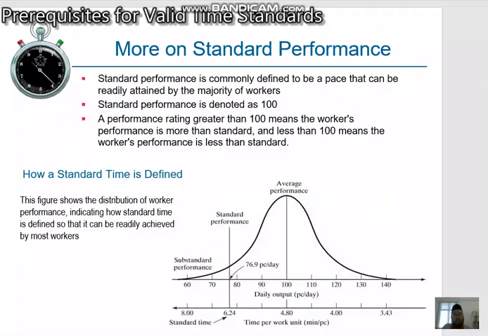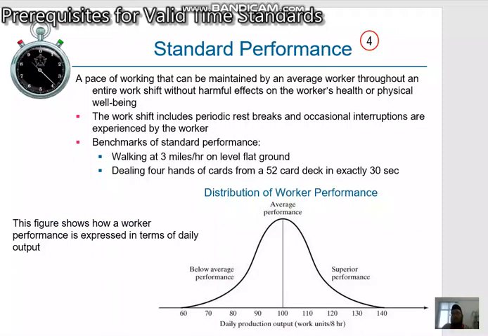And the last prerequisite, or the fourth prerequisite for a valid time standard, is standard performance. Standard performance is a pace of working that can be maintained by the average worker throughout an entire work shift without harmful effects on the worker's health or physical well-being. This work shift is usually considered to be an 8-hour working day, during which the worker is allowed periodic rest breaks and may experience other interruptions.